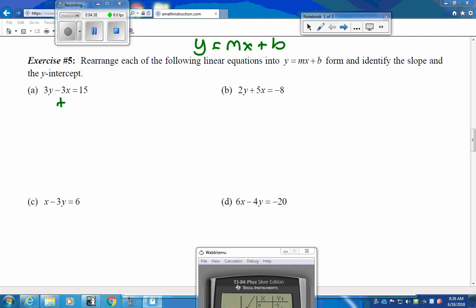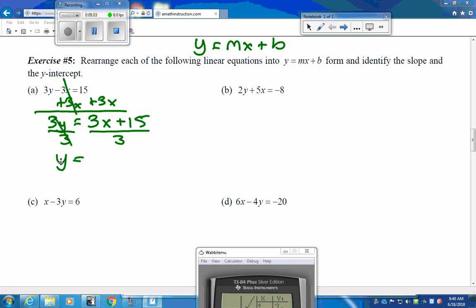So for part A, I'm going to add 3x to both sides. Now, you're going to notice that I'm not going to combine these together and get 18x, because they are not like terms. But I will have a positive 3x and a positive 15. And then from there, I can divide by the number next to the y value, which is 3, and I'm dividing everything by 3. So that ends up giving me y equals 1x plus 5. And they say identify the slope and the y-intercept. Well, the slope is 1, and the y-intercept equals 5.